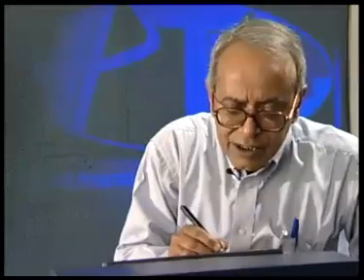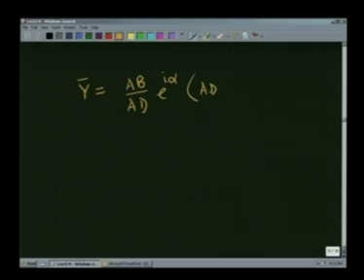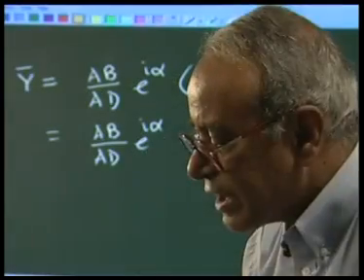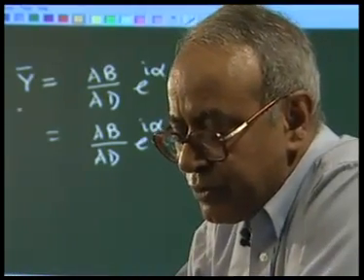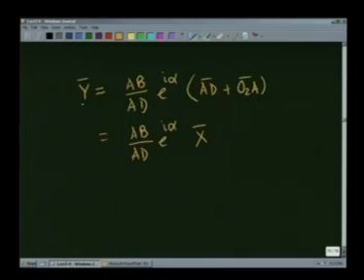Consequently, what we get is that vector y is AB by AD into e to the power i alpha, which we take common, and we get AD plus CB, which is the same as O2A, and AD plus O2A is nothing but our vector x. So, AB by AD into e to the power i alpha into the vector x. So, we see that the position of these two vectors, that is the point E and the point D, is given by y and x, and they are related through this equation.